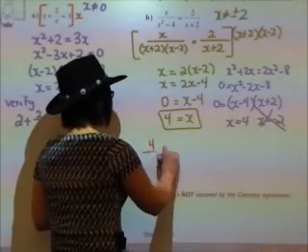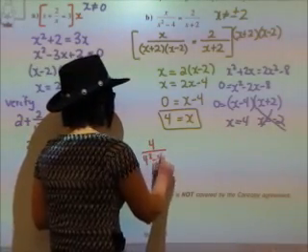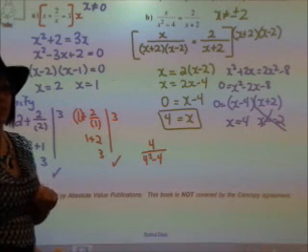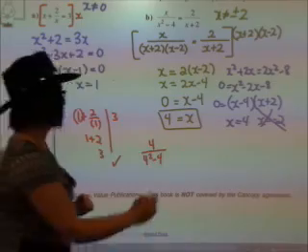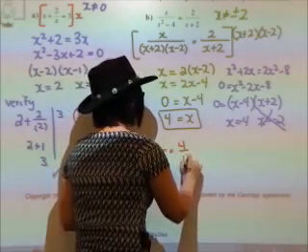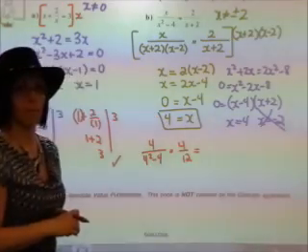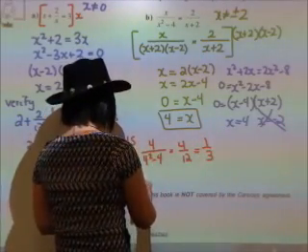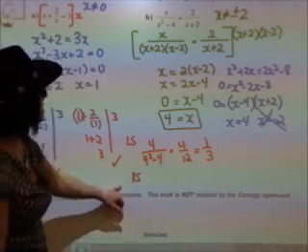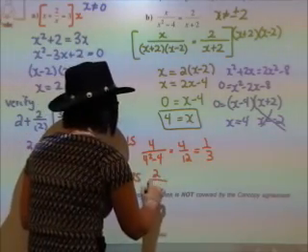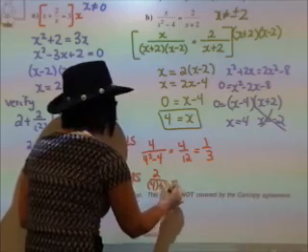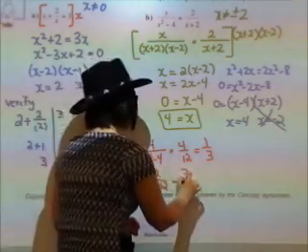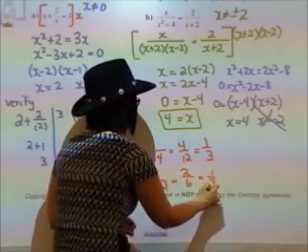So I get 4 over 4 squared minus 4. What's 4 squared? 16. And 16 minus 4? 12. So I get 4 over 12, which reduces down to what? 1/3. So that's my left side. If I was to simplify the right side, I would get 2 over 4 plus 2, which would be 2 over 6, which reduces down to 1/3.